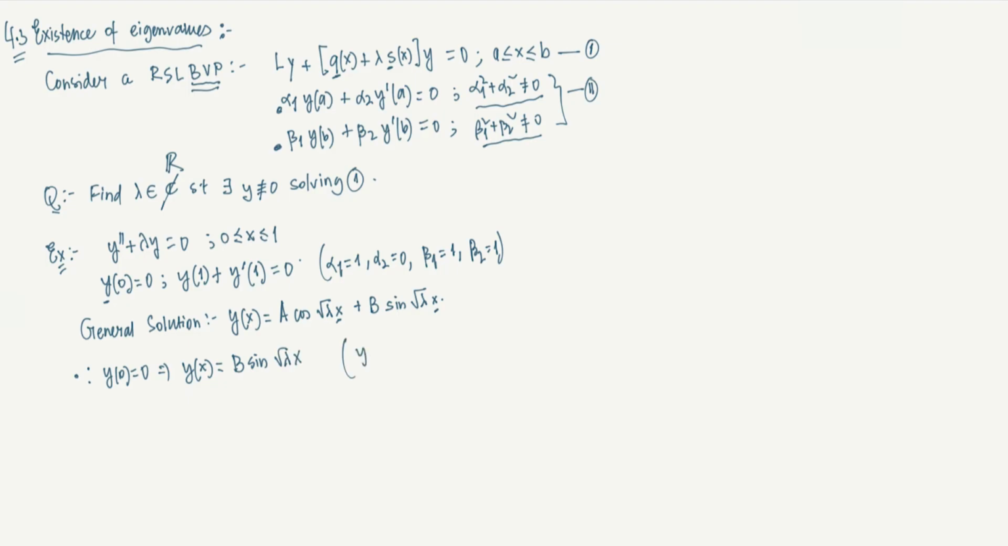Again, why is it true? y at the point 0 is a times cosine of root lambda times 0.